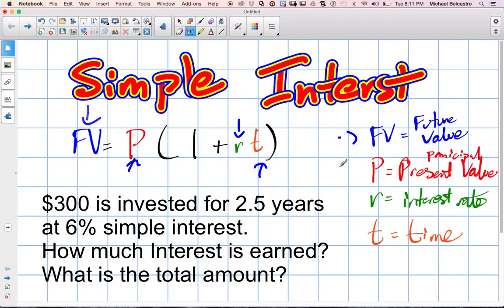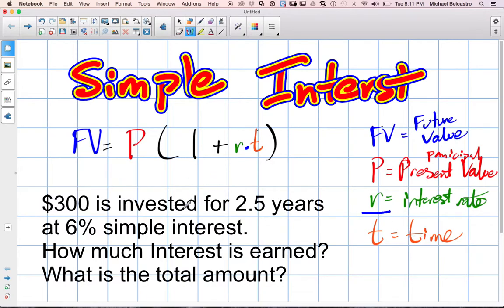So we have our little legend here on the right. FV is the future value, or the amount in the future. P is usually called the principal, but it can also be considered the present amount, the amount of money you have right now. R is your interest rate, so it's R multiplied by time, how much time this is.